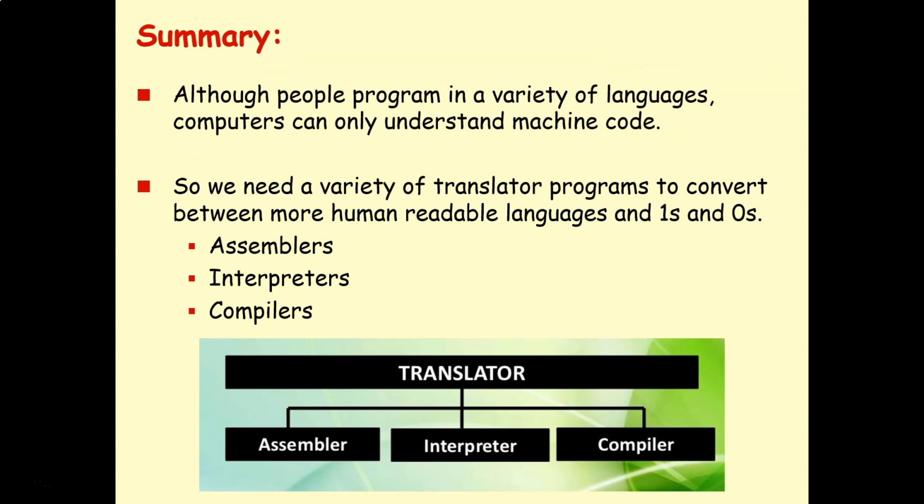In summary, although people program in a variety of languages for different reasons, computers can only understand what we call machine code. So we need a variety of translator programs to convert between more human-readable languages and ones and zeros. The three types of translator program you need to know about are assemblers, interpreters, and compilers.